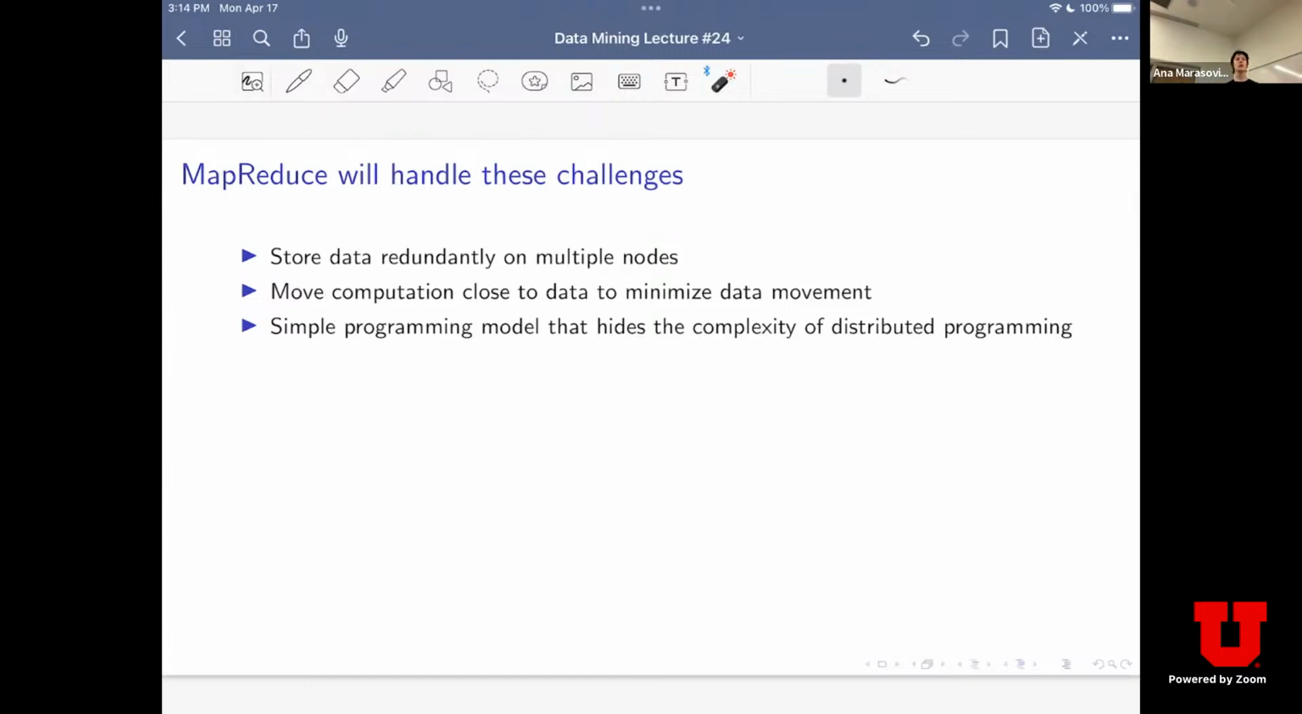Okay, any questions about why we are talking about MapReduce? Anything that I said so far? Okay.